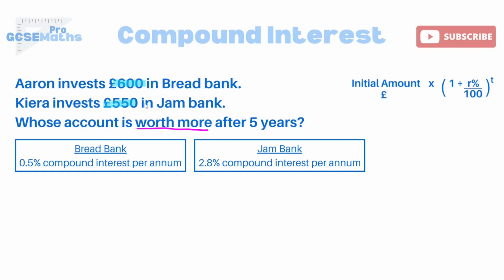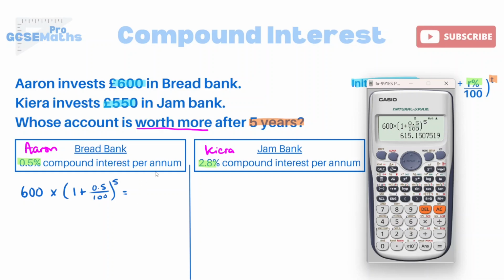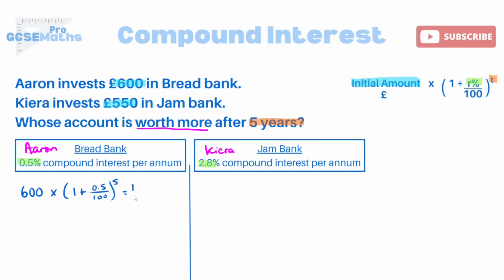Aaron has 600, Kiera has 550 for the initial amount. In terms of percentage rate, we've got 0.5% in Bread Bank and we've got 2.8% in Jam Bank. Okay, both compound interest as well. And both of them have 5 years. So I've just drawn another line down the middle to split up the 2 options. This one is for Aaron, this one is for Kiera. Okay, so for Aaron, we've got initial amount 600 times by 1 plus 0.5 over 100 to the power of 5 equals calculator. So we get £615.15.